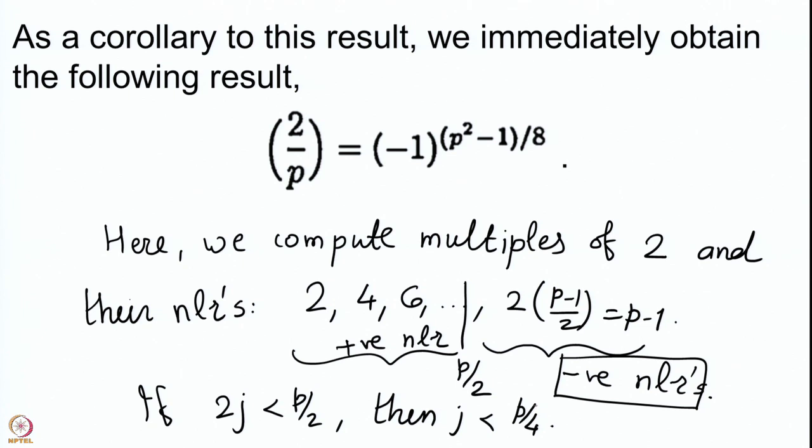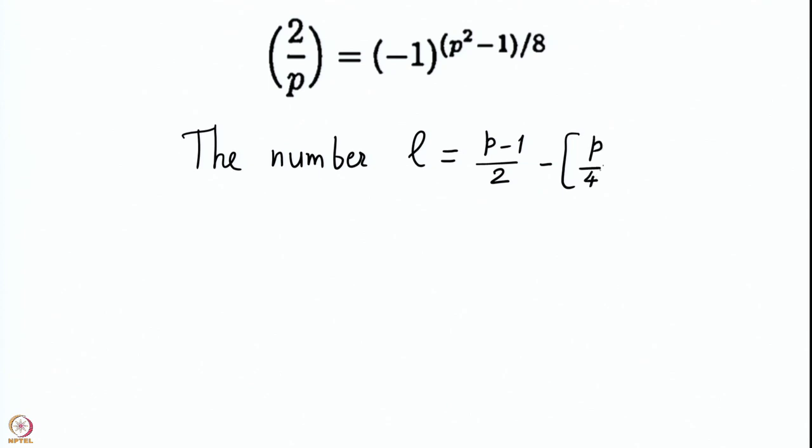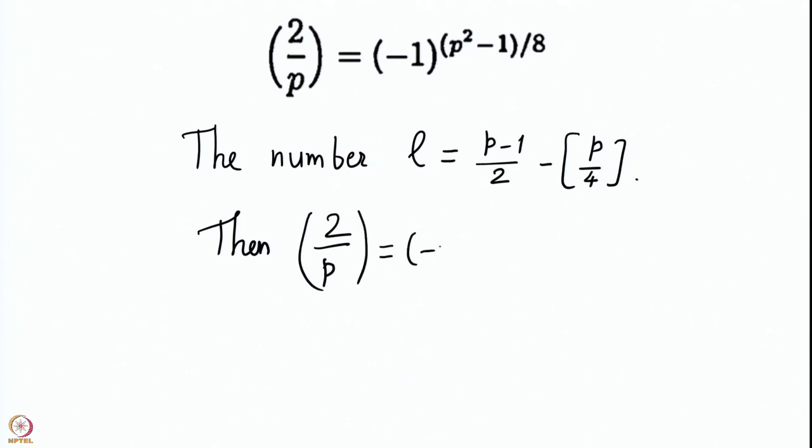So, all these are going to be negative, these are the only ones which are the positive numerically least residues. Okay. So, we have to remove this quantity, the integral part of p by 4, from the total number of multiples that we have. So, the number L is equal to (p minus 1) by 2 minus the integral part of p by 4, and then the Legendre symbol (2 by p) is minus 1 to the power L for this quantity.